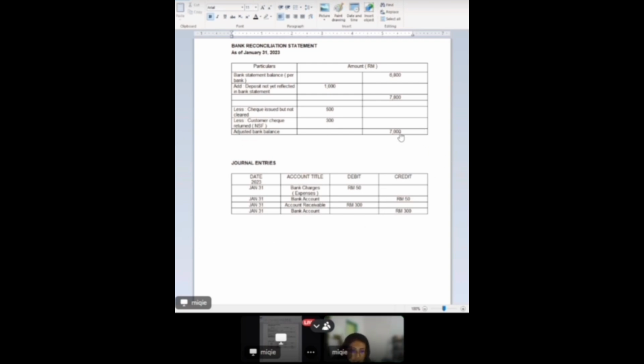Next, I recorded 2 journal entries to update the company books, one for a 50 ringgit bank service charge by debiting bank charge and crediting bank account, and another for the 300 NSF check by debiting accounts receivable and crediting bank account. This adjustment ensured the financial records were accurate and reconciled with the bank statement. And that's all for me.